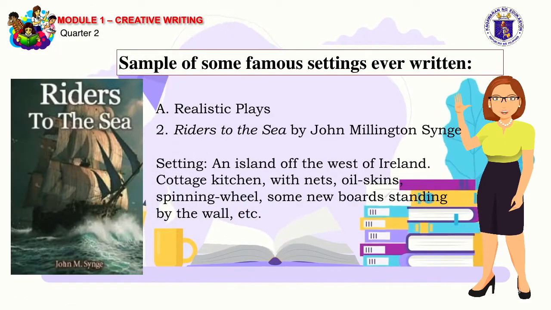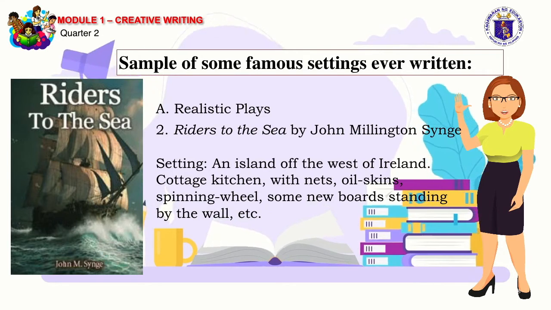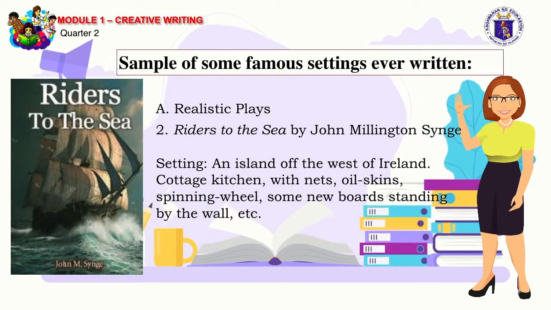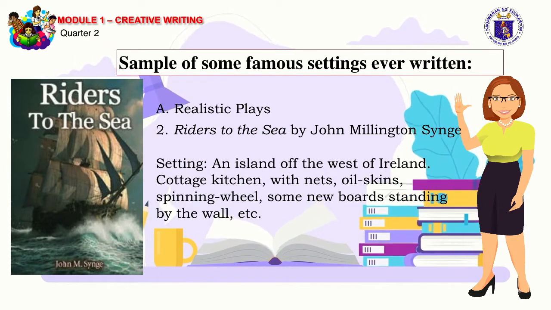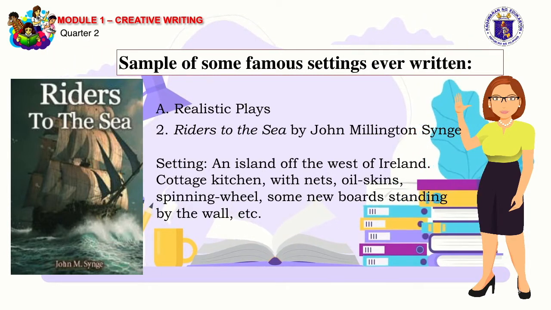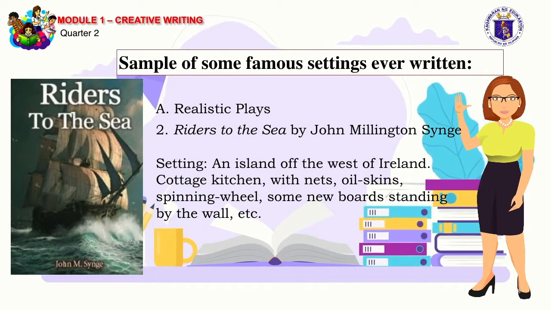Another one is Riders to the Sea by John Millington Synge. The setting is on an island off the west of Ireland. A cottage kitchen with nets, oilskins, a spinning wheel, some new boards standing by the wall, and etc.